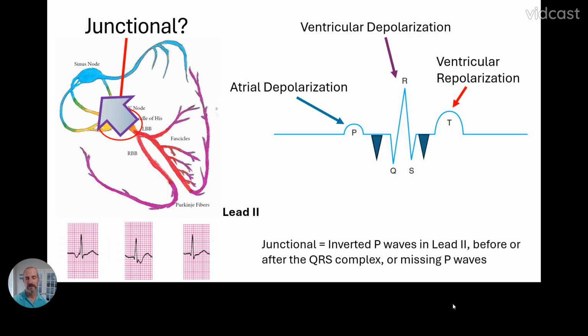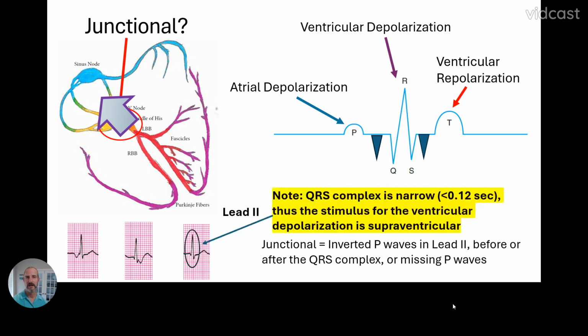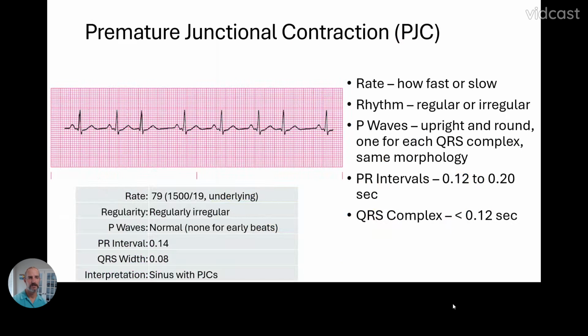So how do we know that this is junctional? Well, because it's narrow. If you have a narrow QRS complex, we know that it's coming from the upper portion of the heart, somewhere above the ventricles. And if we don't have a P wave at all, we consider it to be a junctional rhythm. All right, so let's start off with this premature junctional contraction and go through our 5 rules.